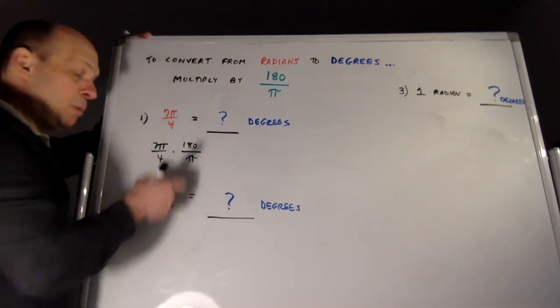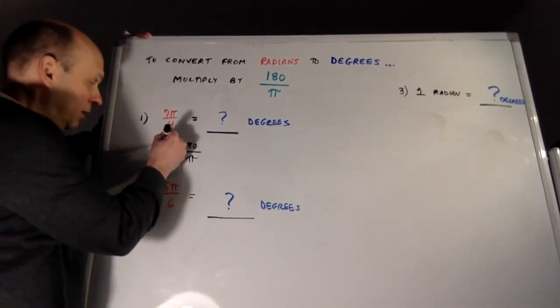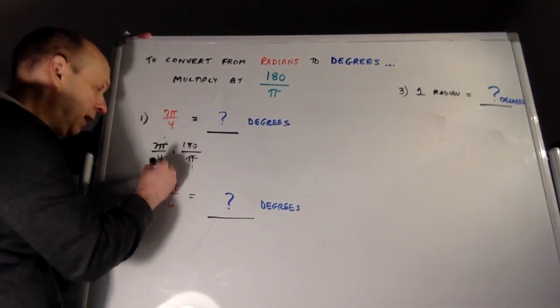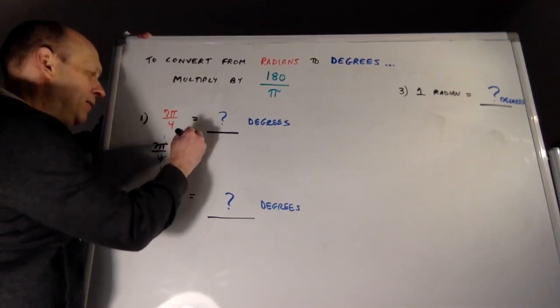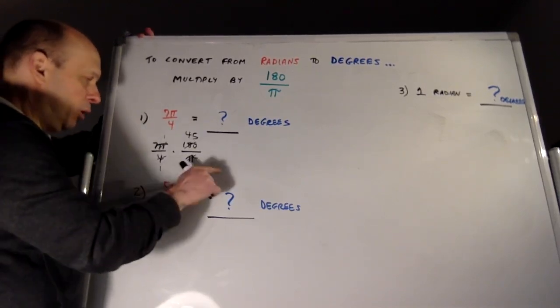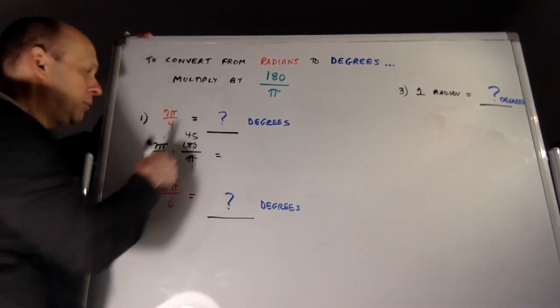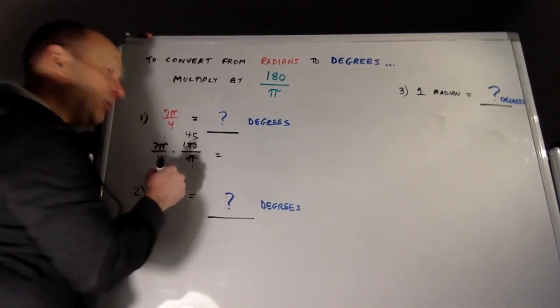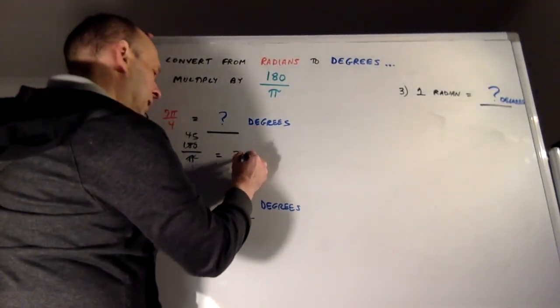Of course, when we multiply fractions, things cancel. In this case, the pi's cancel. They become 1s. And 4 goes into 180 45 times. So now we just have 1 in the denominator. So we just do 7 times 45. And 7 times 45 turns out to be 315 degrees.